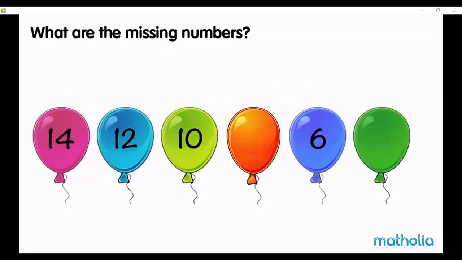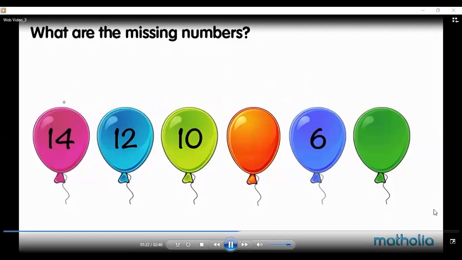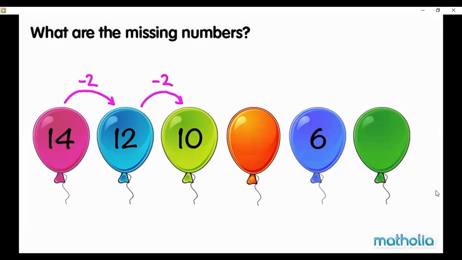What are the missing numbers? 14, minus 2 is 12. 12 minus 2 is 10. This time we're counting backwards. In each step, the numbers are going down by 2. 10 minus 2 is 8. 6 minus 2 is 4. The missing numbers are 8 and 4.